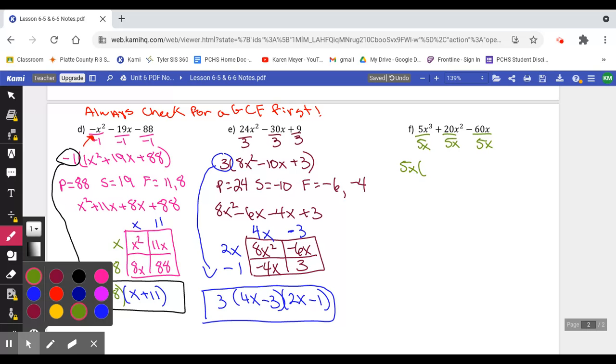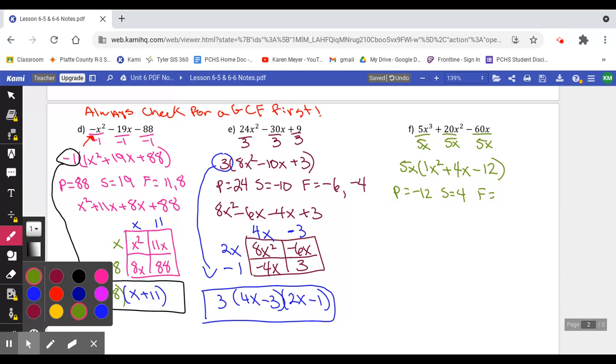So then I would get 5 divided by 5 is 1, and then take an x away and it becomes x squared, plus 20 divided by 5 is 4, take an x away and it becomes x, minus 60 divided by 5 is 12, take an x away and there is no x. So my product would be 1 times negative 12, which is negative 12, and my sum is 4.